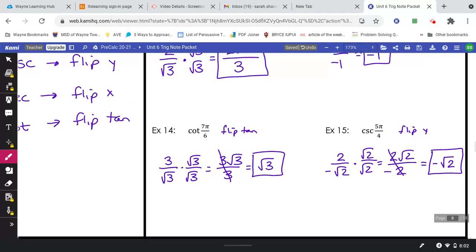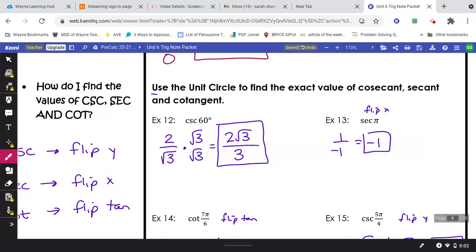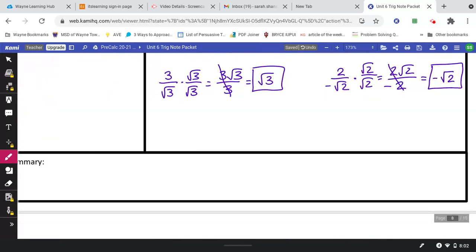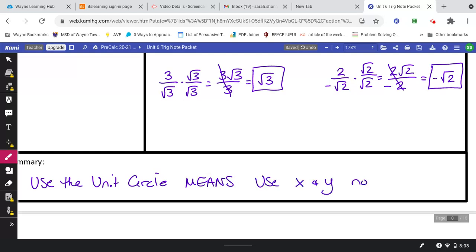All right, one thing I want you to notice, for each of these directions, it said use the unit circle. Anytime it says use the unit circle, that means use X and Y, not O, A, and H. There's no SOHCAHTOA here if it's asking about the unit circle. Use X and Y, not O, A, and H. And you're just literally looking for the words use the unit circle or find the value.